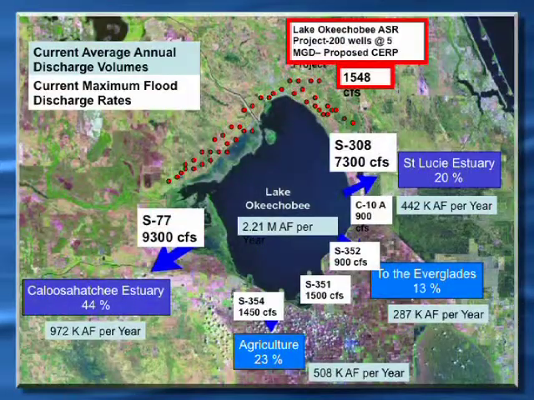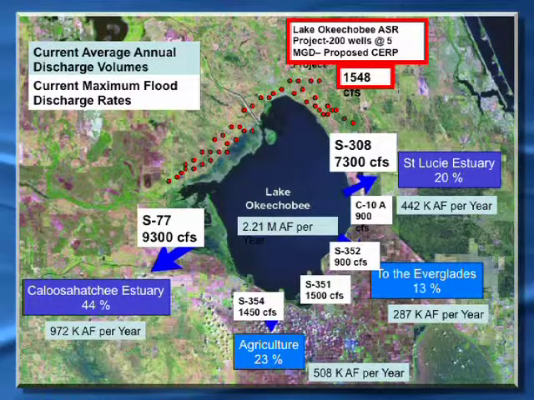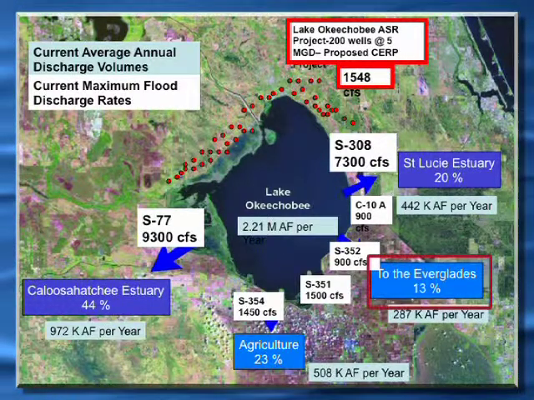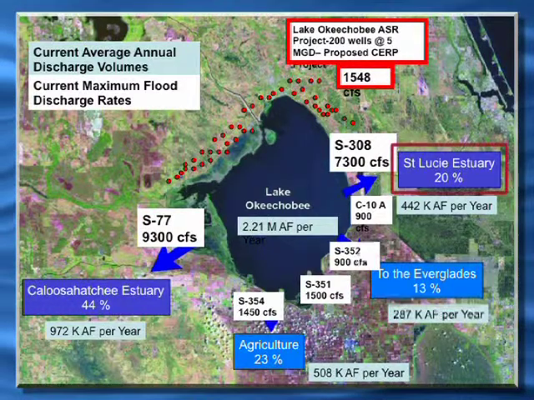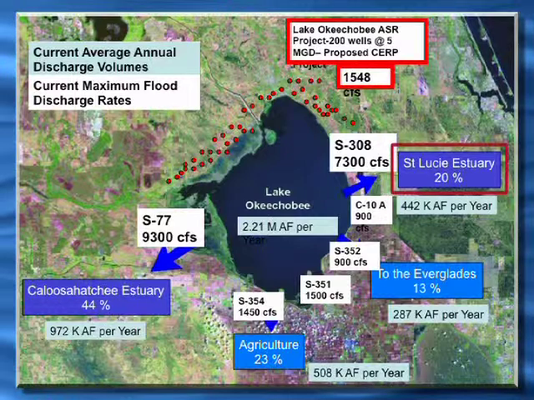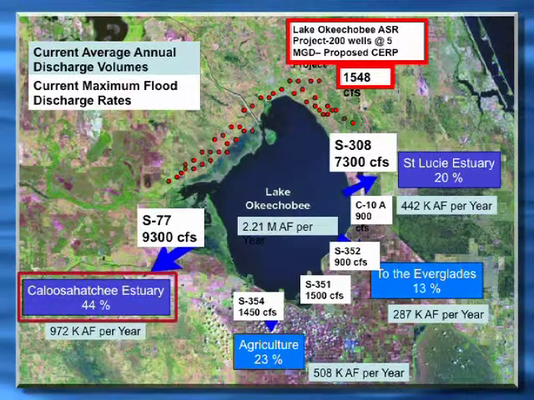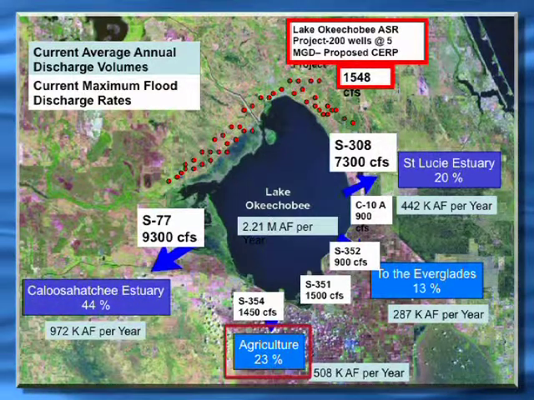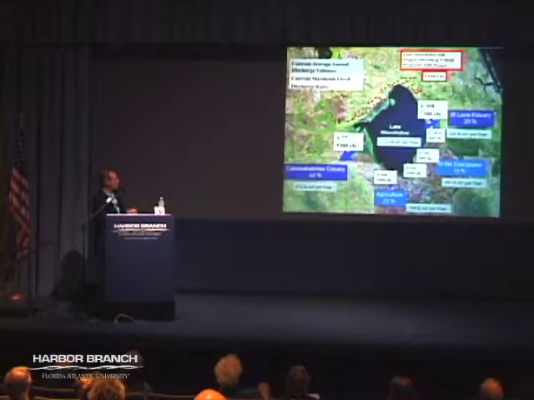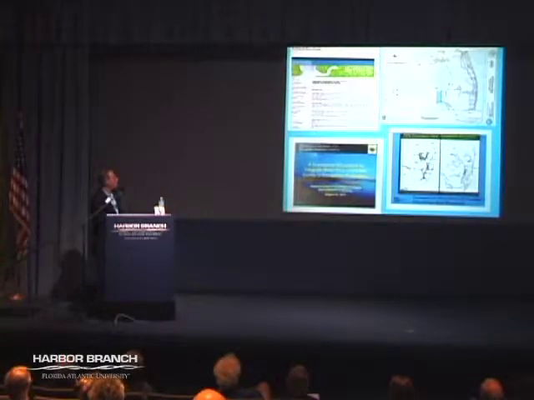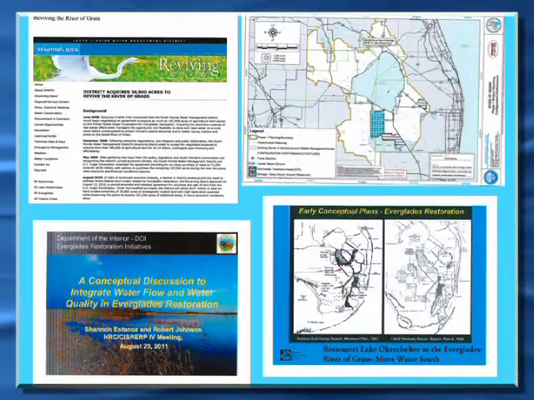The other thing to note on this graph is that these canals south have a total capacity of about 3,800 cubic feet per second. So there's really not enough existing capacity to go south. And look at this, the Everglades is only getting about 13% of the water out of the lake. We're getting about 20% on this side. They get 44% on the Caloosahatchee, and agriculture uses about 23%. So we want to restore more flow to the Everglades so they get more than 13%, and we want to stop those discharges. And we've gone through this planning process.